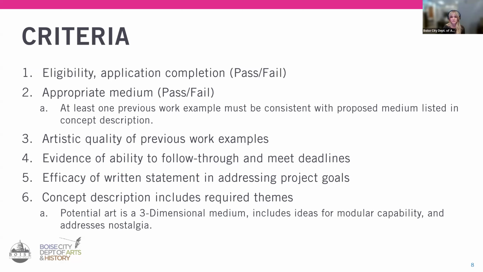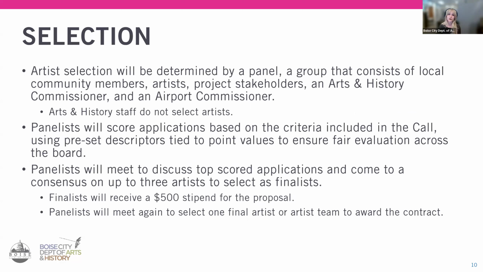Now, selection process. This is your application audience. A huge part of what makes public art what it is here in the city of Boise is the public process, this selection process. Selection is determined by a selection panel, which is made up of community and project stakeholders. This group is a local artist, an arts and history commissioner, an airport commissioner, community members who are connected to Boise and the airport, and project stakeholders who are connected to the airport. Those are usually airport employees or contractors.